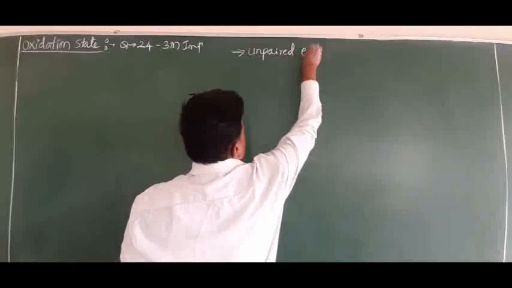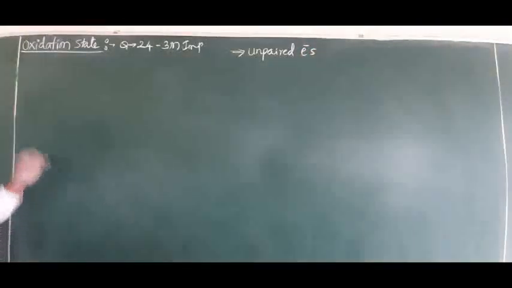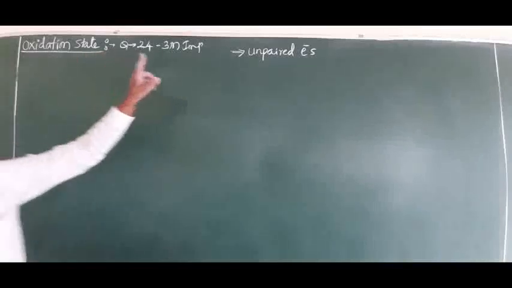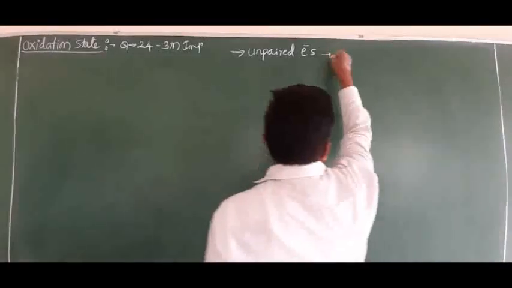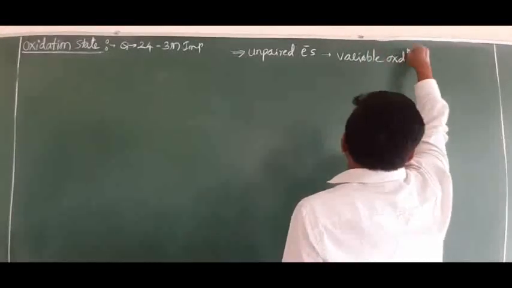Because of unpaired electrons, the D block elements have variable oxidation state.